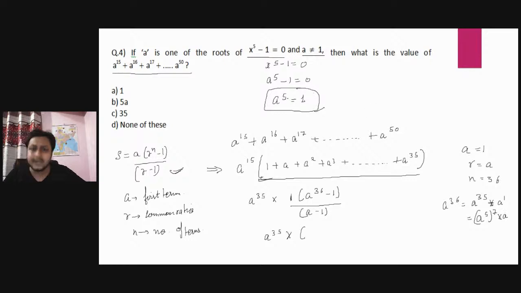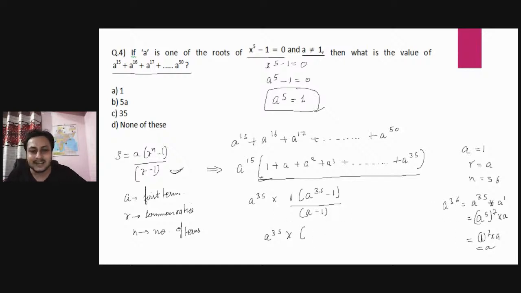Why did I do this? Because a power 5 is given, and we have to simplify. So a power 36 should be a power 35 into a power 1, because the base is same, powers add: 35 plus 1 is 36, right? So a power 35 takes 5 common, it becomes a power 5 raised to power 7 into a. And we know that a power 5 is 1. So put a power 5 is 1, so 1 power 7 into a comes out to be a. So guys, a power 36 should be equal to a.